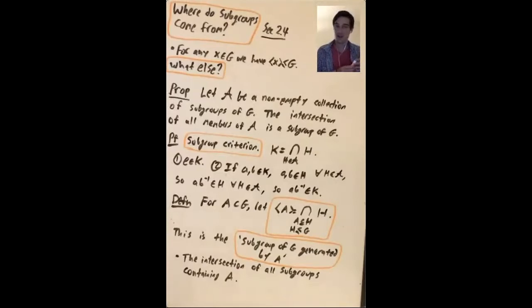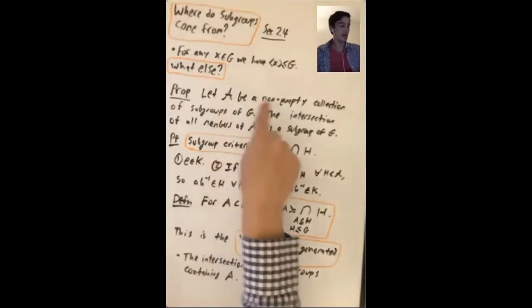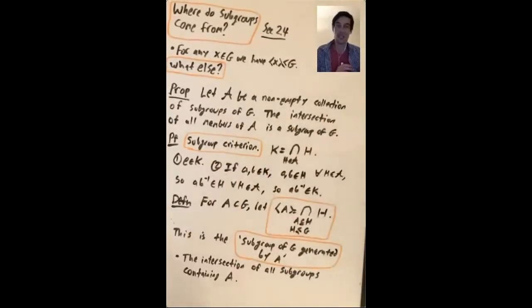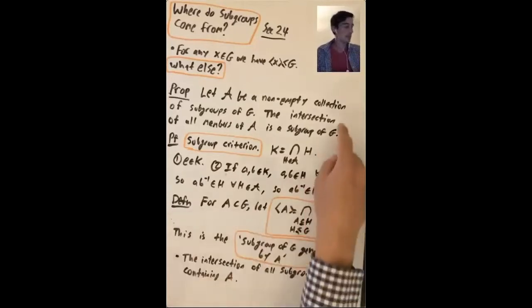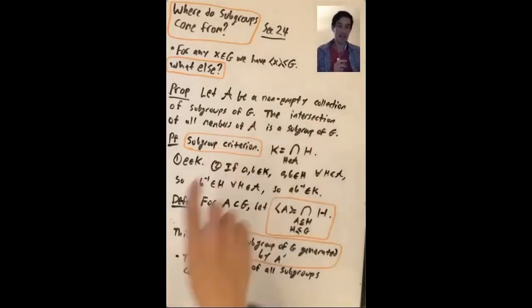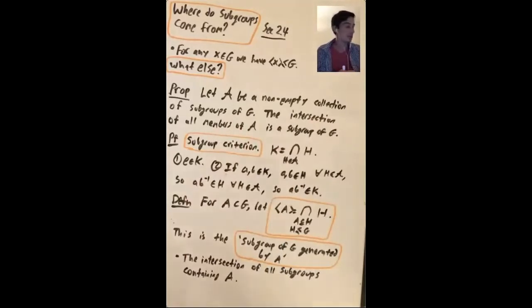I'm going to start with a fact about the intersection of subgroups. Let A be a non-empty collection of subgroups of G. It can be finite, it can be infinite, it doesn't matter. The intersection of all the members of A, the intersection of all those subgroups, is also a subgroup of G. So one way to get subgroups is to take subgroups we already have and intersect them together. Okay, so how do you prove that?